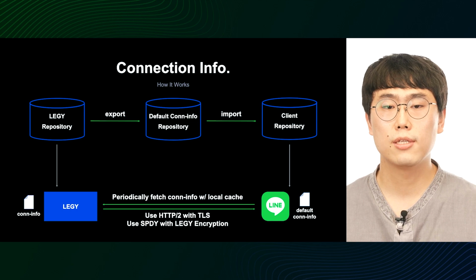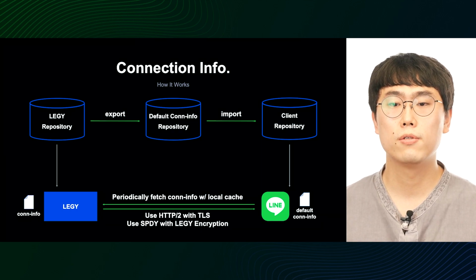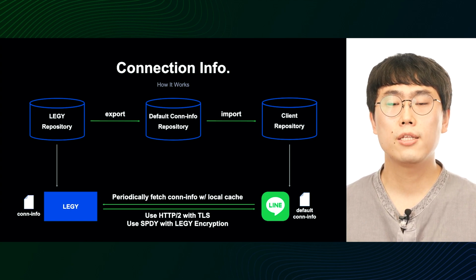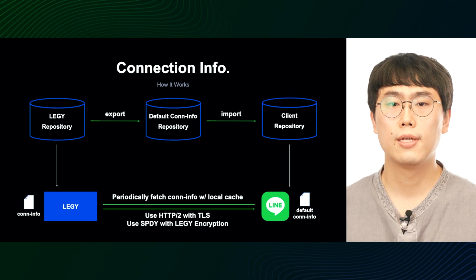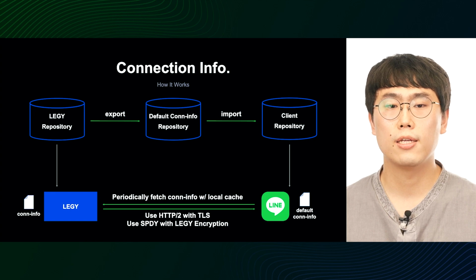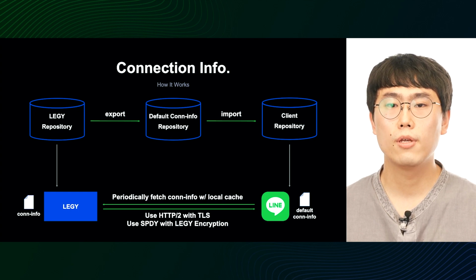When the client runs, it first checks if it has local cache for CONINFO. If not, it consults with the default CONINFO to decide LEGY servers to connect to and fetches the latest CONINFO. If it is successful, it caches the fetched CONINFO data into their local storage and uses it to determine its network behavior. If it fails, it uses the embedded default CONINFO.